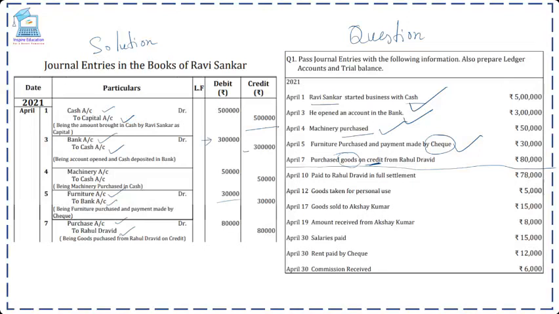Paid to Rahul Dravid in full settlement. What will be the journal entry for this? In full settlement, we have paid Rahul Dravid 78,000. That means we are supposed to pay Rahul Dravid 80,000, but we have paid 78,000. Are we paying less or more? We are paying less. That means that particular 2000 amount is what?